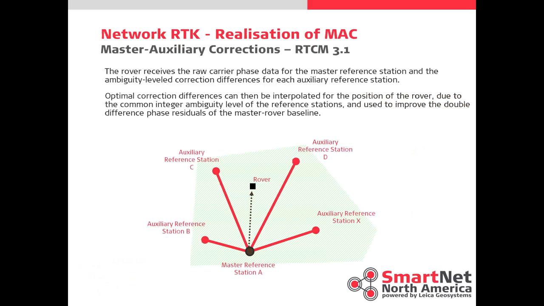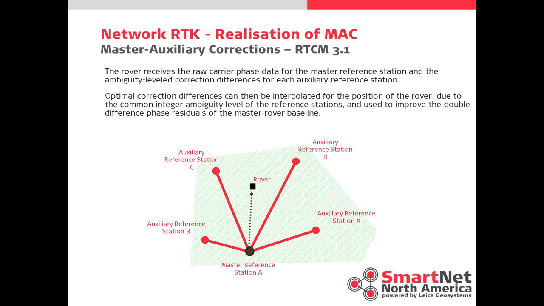So how does this work? Well, you can see in this graphic that the rover receives the carrier phase information from the master station. So it receives, again, the full complement of corrections from the master station. And then it receives the differencing information from the auxiliary stations. So in this graphic we have 5 auxiliary stations and 1 master. The rover logs in, gets the master correction, and then it gets its differencing information from each one of the auxiliary stations.